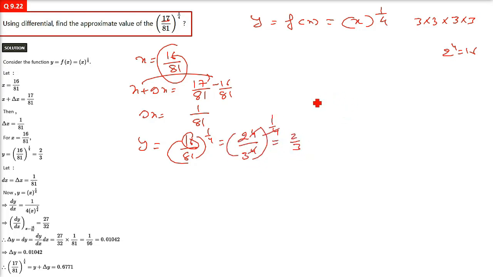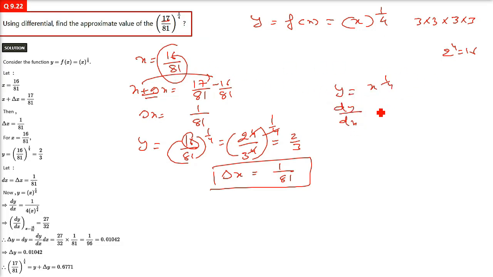This is your y. Now delta x is what? Delta x or dx is going to be equal to 1 by 81. That we have already got. Delta x we know, and the value of y we also know at this x value. So dy by dx, differentiation we are doing.